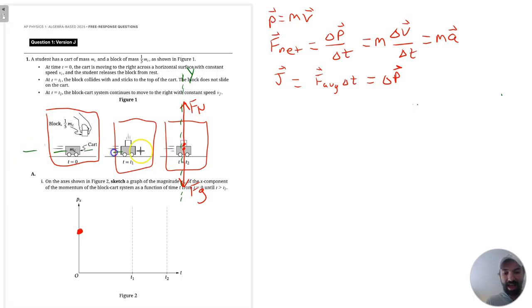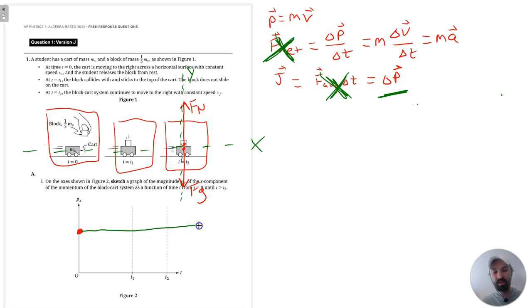This question is asking us about the x direction. So there are no forces in the x direction at all. If there are no forces in the x direction at all, that means our change in momentum must be 0, because if F net is 0, we cannot be changing momentum. Therefore, the answer to this question is a horizontal line. The momentum does not change. Boom! That was a breeze.